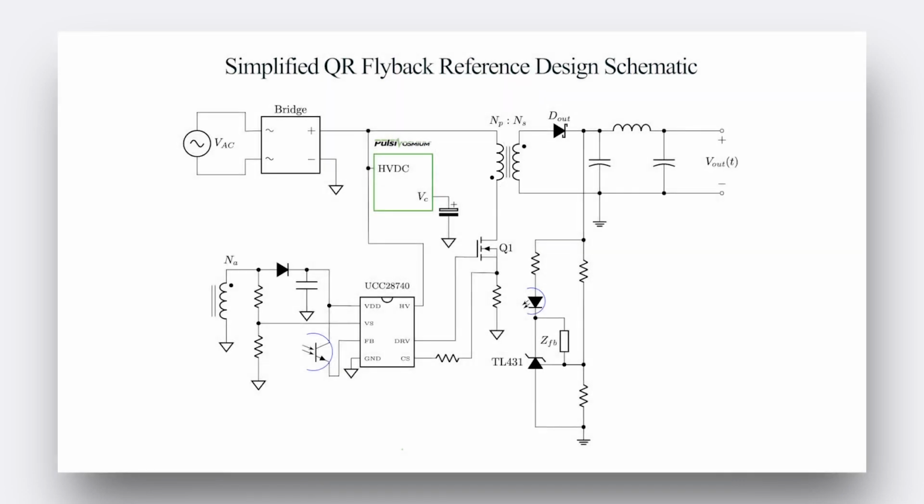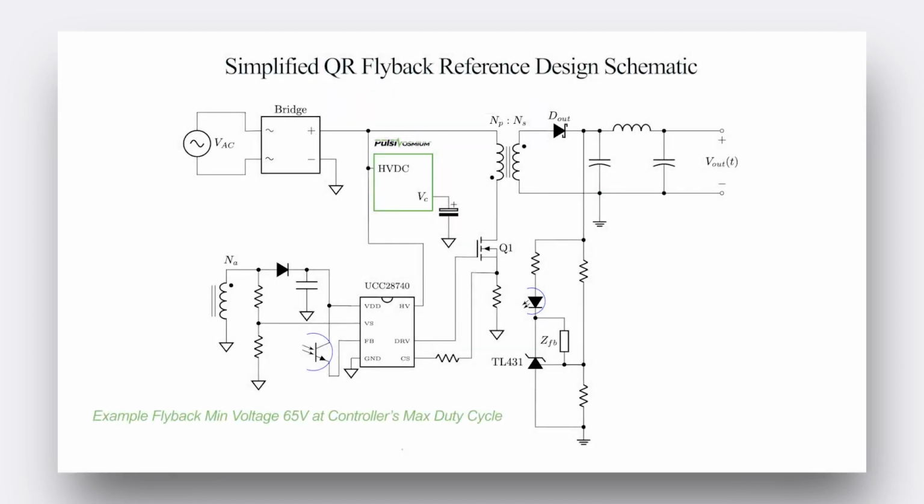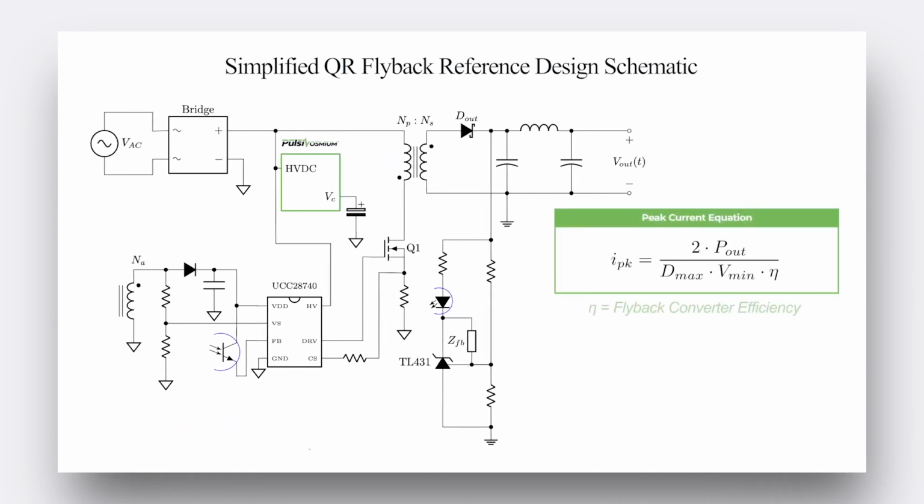It's important to design the flyback so that the maximum output power can be provided over the full voltage swing on the HVDC. In order to do this, the flyback should operate at a minimum voltage, for example 65 volts, at the controller's maximum duty cycle. The peak current is then calculated using the formula shown, where eta is the efficiency of the flyback converter. In most designs, eta is typically 0.9.